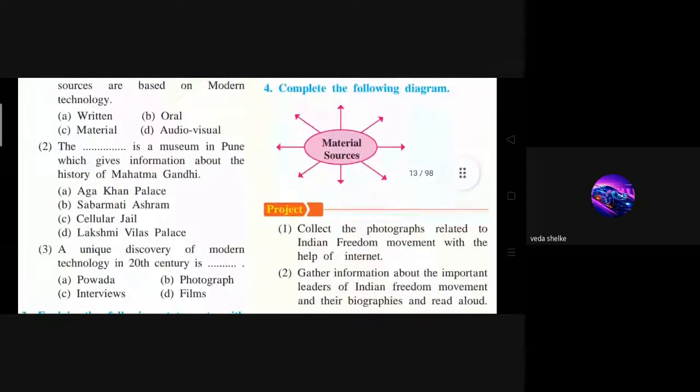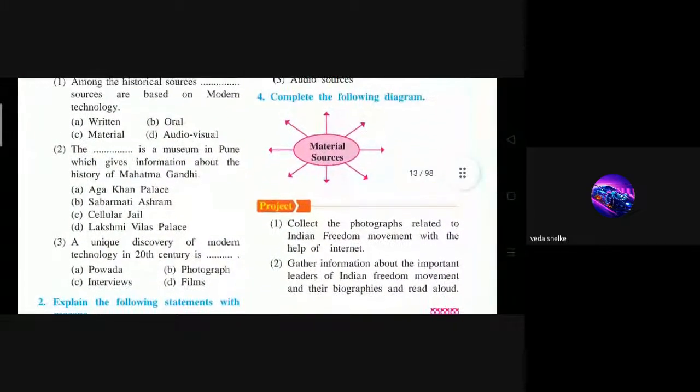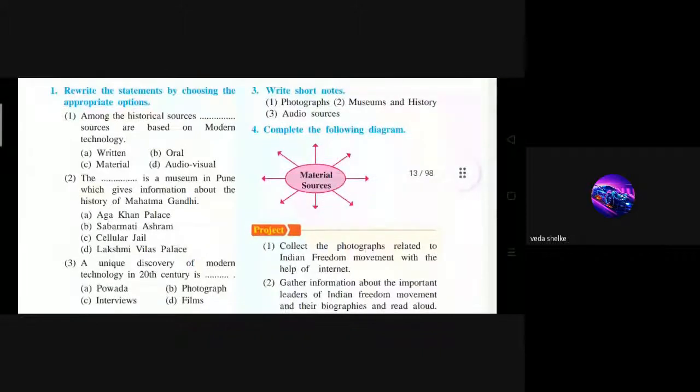For this, you have to choose the appropriate option, that is fill in the blank, and you just have to write the answer, that is the option number, denoted by ABCD, in the chat box.